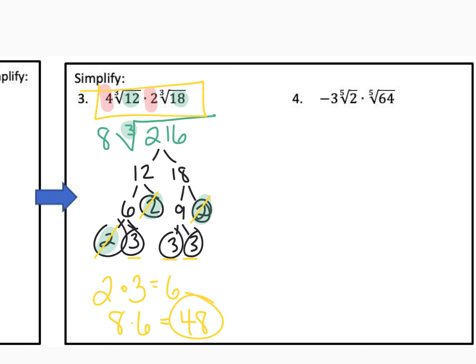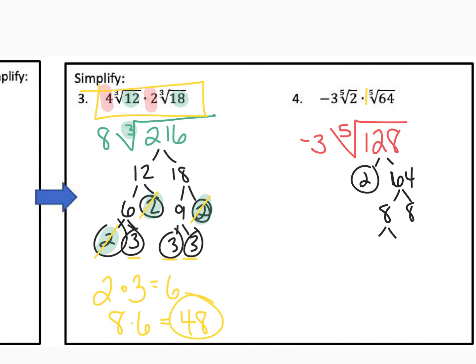All right, so number 4, fifth roots. And again, they both have an index of 5. So I'm going to multiply my coefficients together. Coefficient here would be 1. So negative 3 times 1 would be negative 3 times the fifth root of 2 times 64 would be 128. Now I'm going to break down 128. I just did 2 times 64 and then 8 times 8. Remember to go until every branch has a prime number on it.